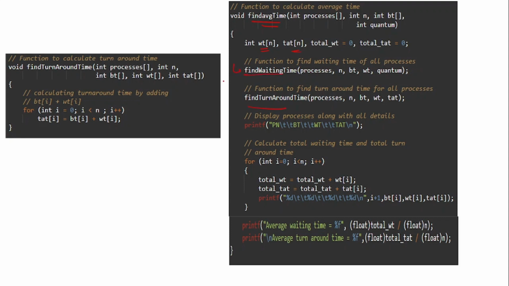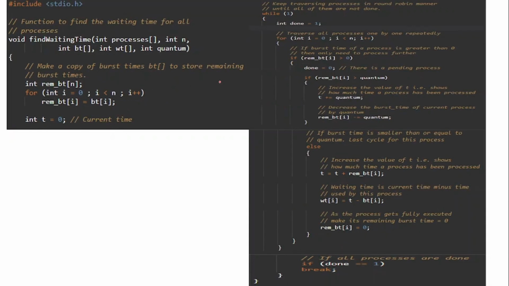Let me first go to the find waiting time function. This is the function to find the waiting time of all the processes. As I said, I have one array with me which stores the remaining burst time of the processes. So what I am doing is copying the current burst time of all the processes into the variable remaining burst time, and I am initializing the current time t with 0.